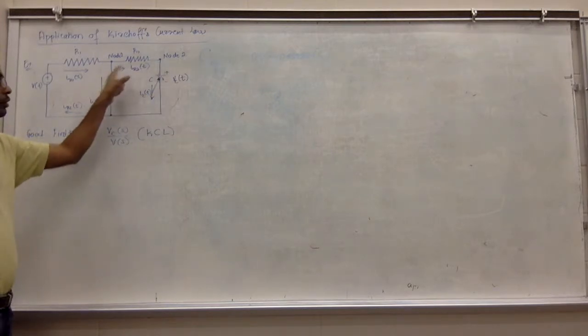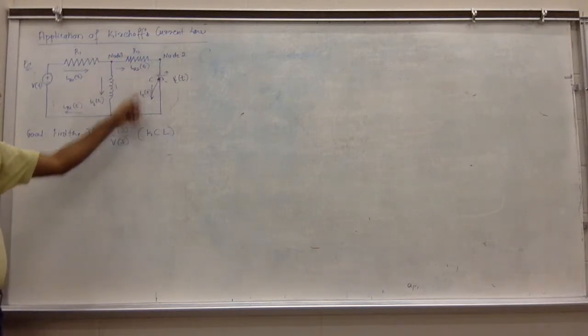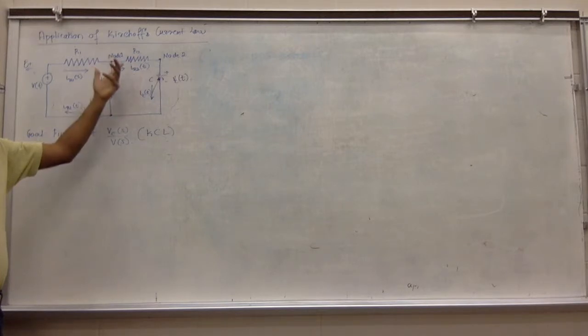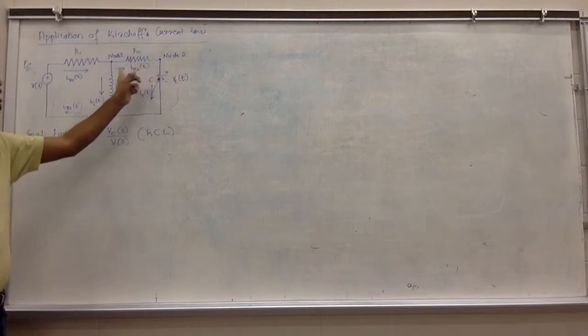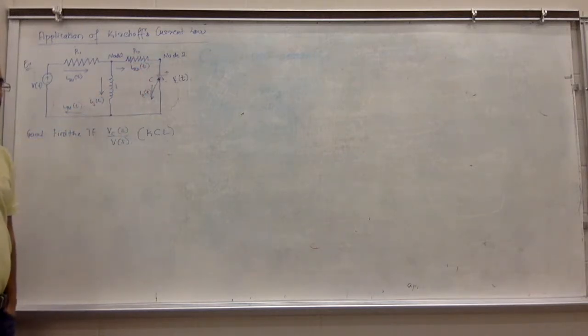The current going through here doesn't get split. The current going through this is the same as this, so you can say IC is IR2. Okay? We can do that. That's fine. But you still need to consider this as a node. You can say IR2 is equal to IC. That will give you one more equation. Got it?